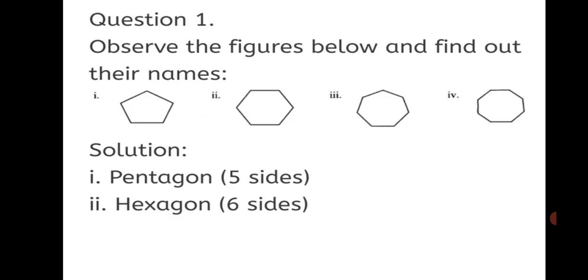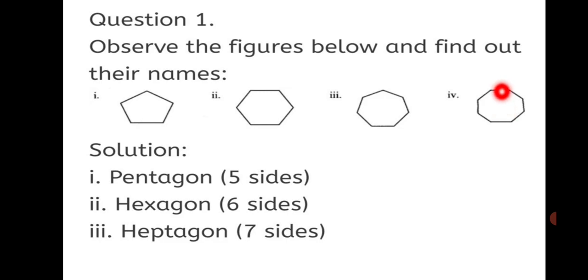Such a figure is called a heptagon. A heptagon has got 7 sides. So the third answer is heptagon, and in brackets you have to write how many sides? 7 sides. Question number 4. Let's count the sides of this closed figure. 1, 2, 3, 4, 5, 6, 7 and finally 8.